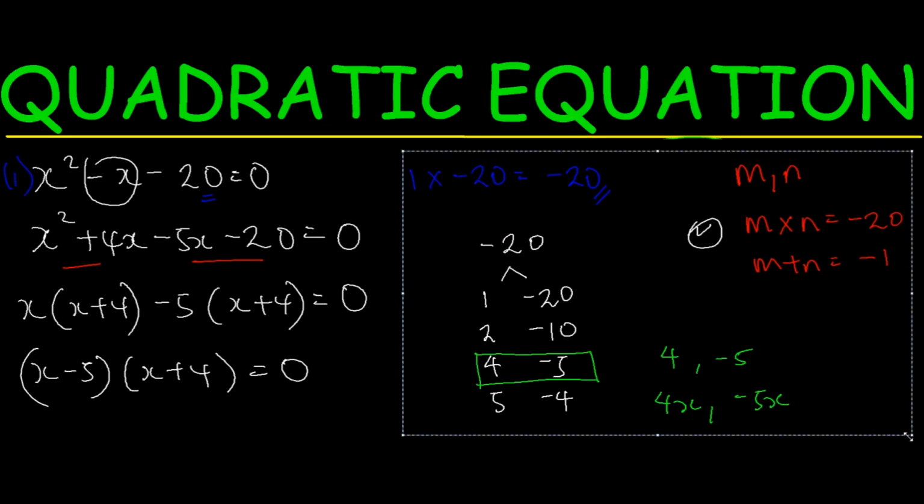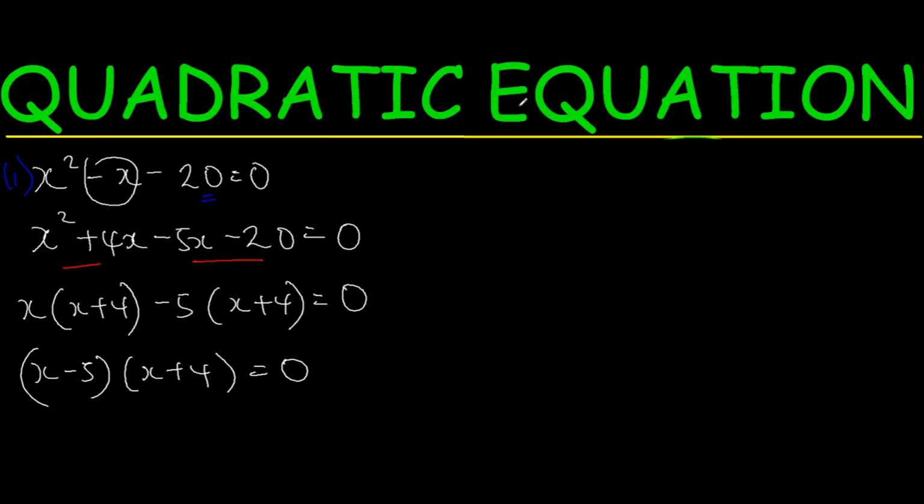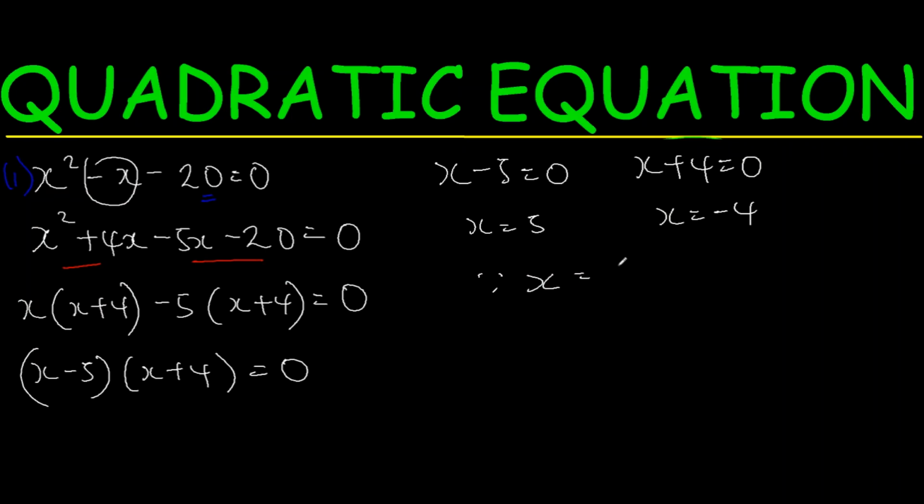So further simplifying our equation, we have that x minus 5 is equal to 0, x plus 4 is equal to 0. So here will give us x is equal to 5, and here will give us x is equal to minus 4. So therefore, our answer is x is equal to 5 and minus 4. These are our solutions for this equation. 5 and minus 4 satisfy our equation.